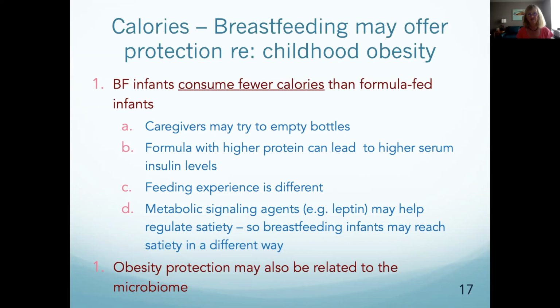Now, this doesn't mean that breastfed kids are good for life, because if they start eating the American diet when they're 1 or 2, they're going to run the same risk. But this can be helpful.